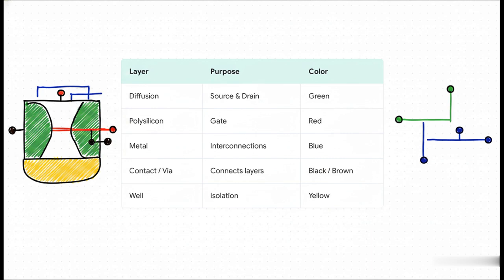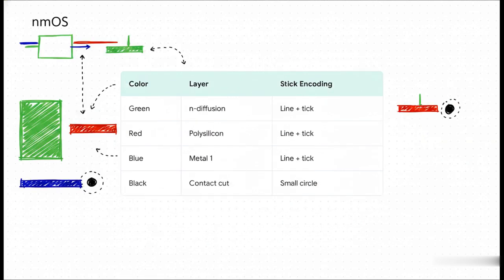This specific color code is an absolute standard across VLSI design workflows. Now let's see how this plays out when we get into the nitty-gritty of NMOS design. This reference chart adds a bit more technical depth. You can see how the colors map not just to the physical layers, but to specific stick encoding symbols.